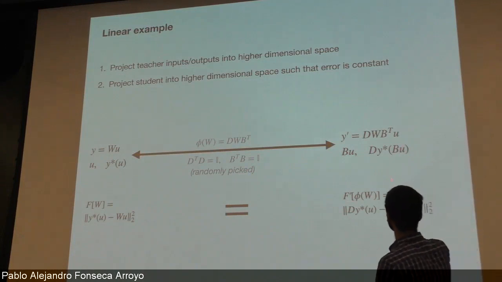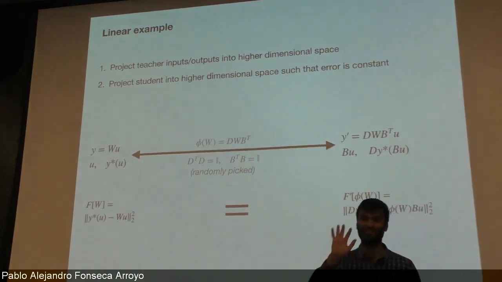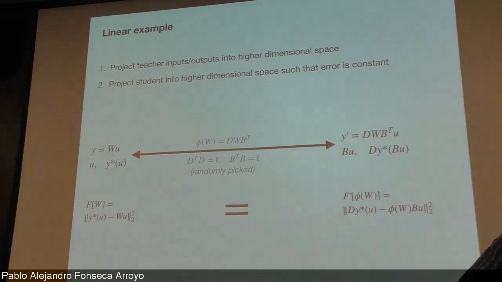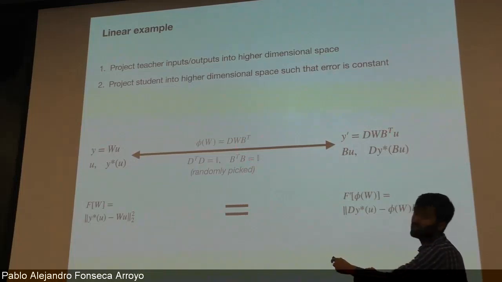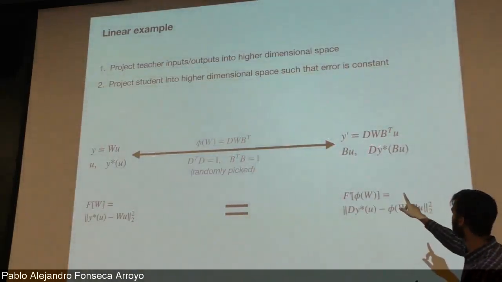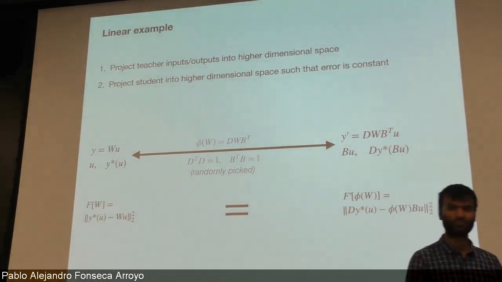Sorry, this should not be a D. That's a mistake. Just ignore this D for the rest of the time. And above the line, B plus U, there shouldn't be a U here. So there should be a B here as well. This input should be BU instead of U here, which means that I have a BTB, which is the identity, and it cancels out. Sorry, this equation has a mistake. You see what I mean there?